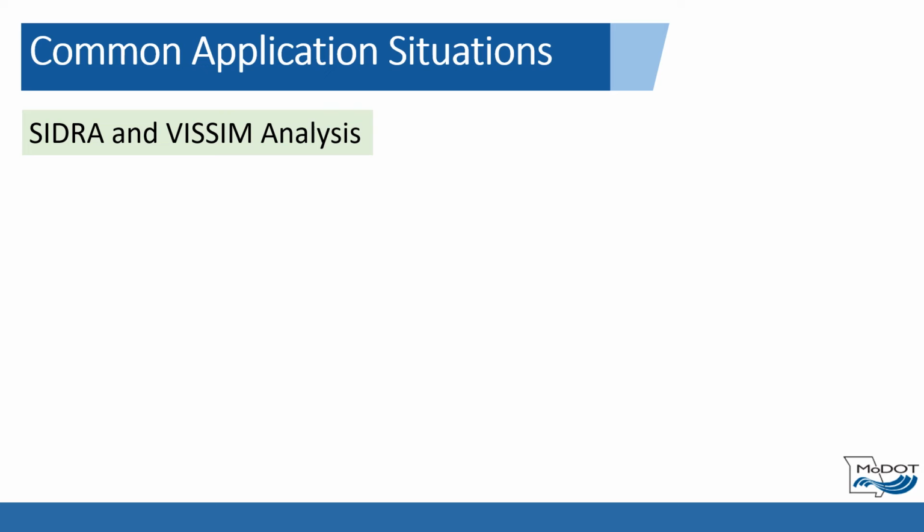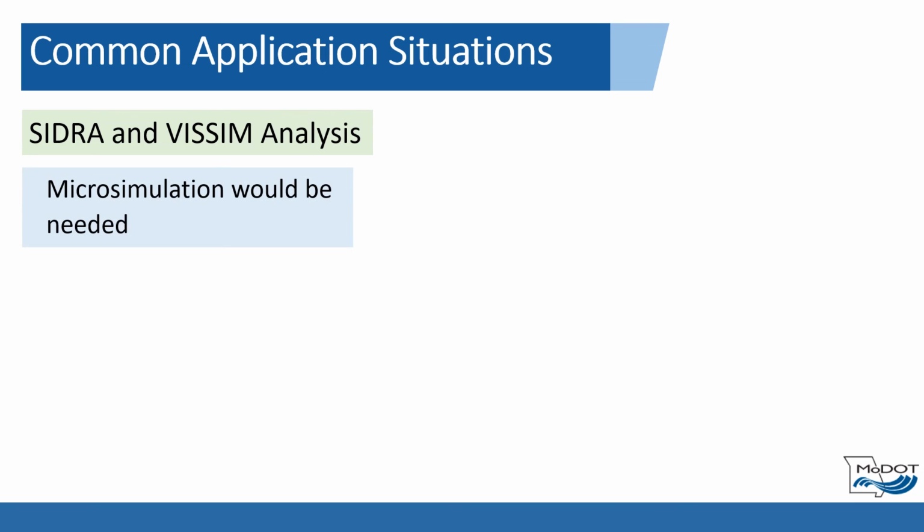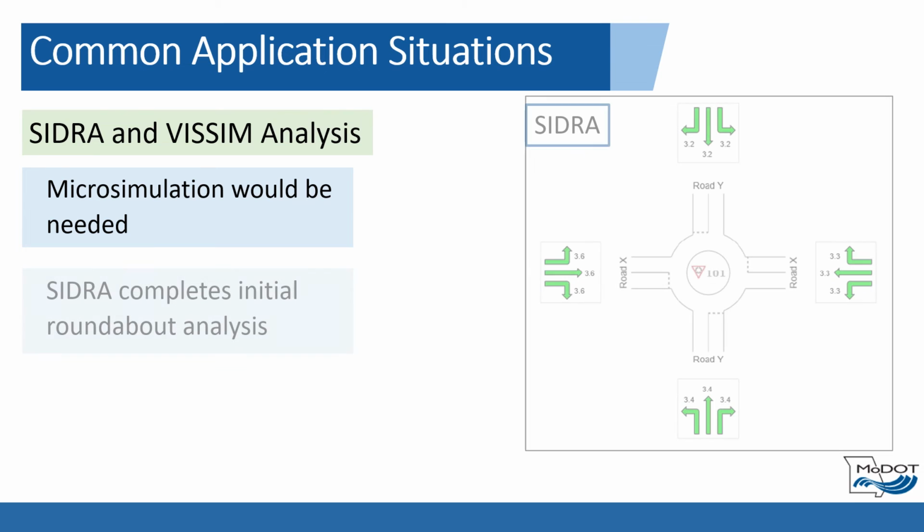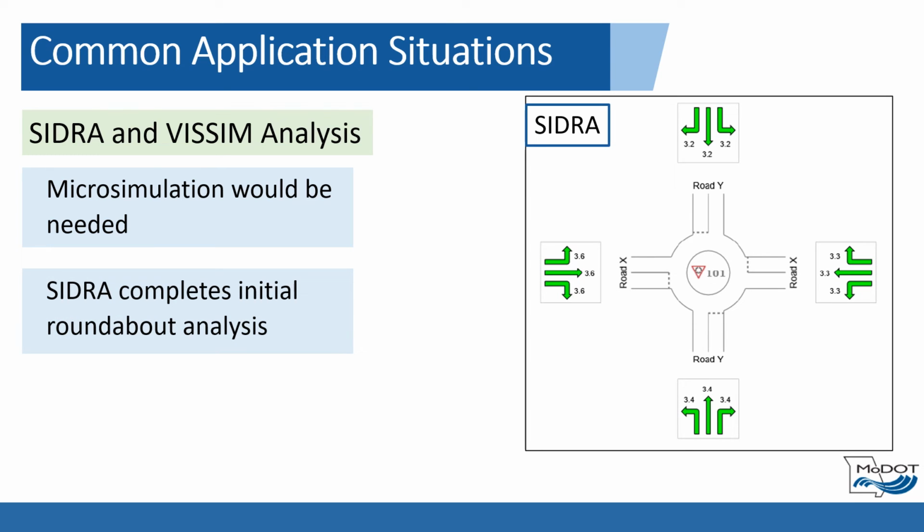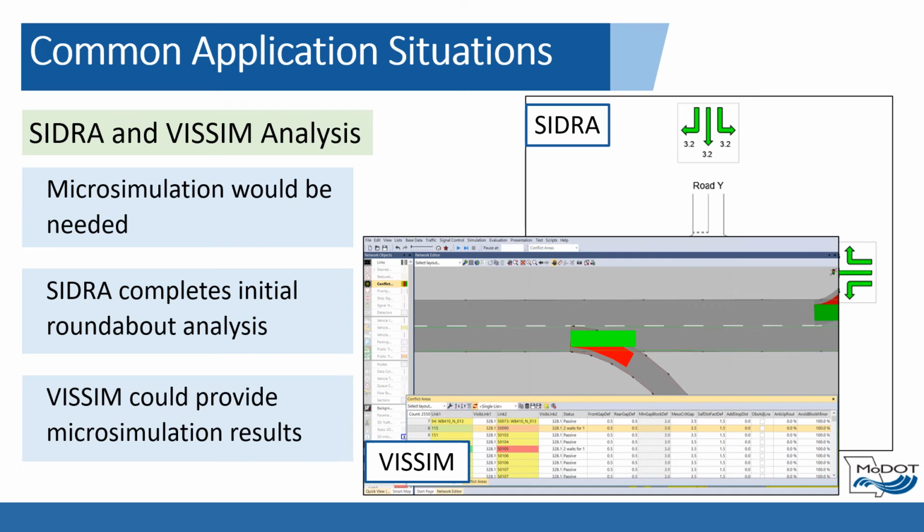Another potential analysis tool pairing includes SIDRA and Vissim. In this scenario, microsimulation would be scoped and identified as being needed. SIDRA would be used initially to provide aggregated analysis results of the operations of the roundabout. Vissim would be used to analyze the roundabout and adjacent intersections and could include animation. For the roundabout, SIDRA results would be compared to Vissim results.